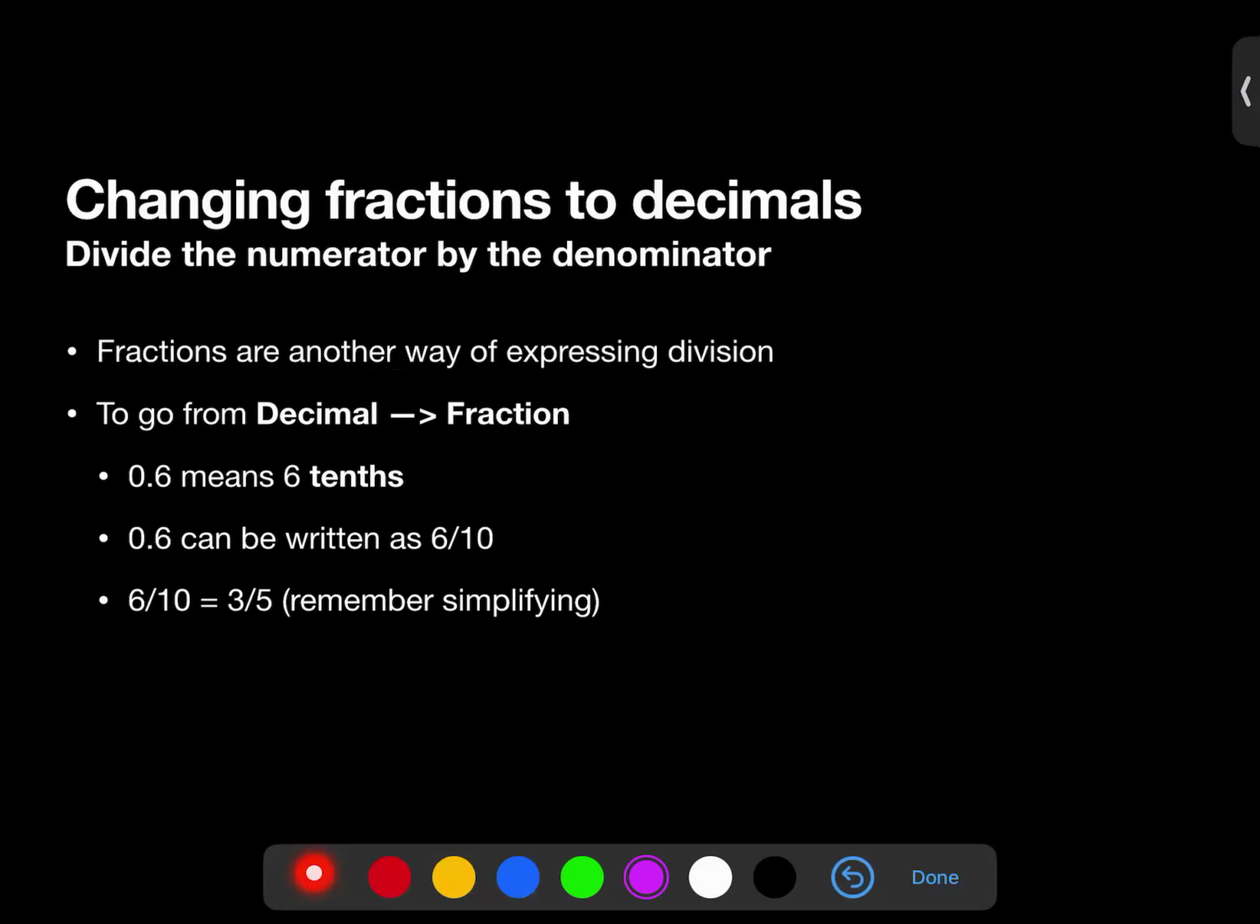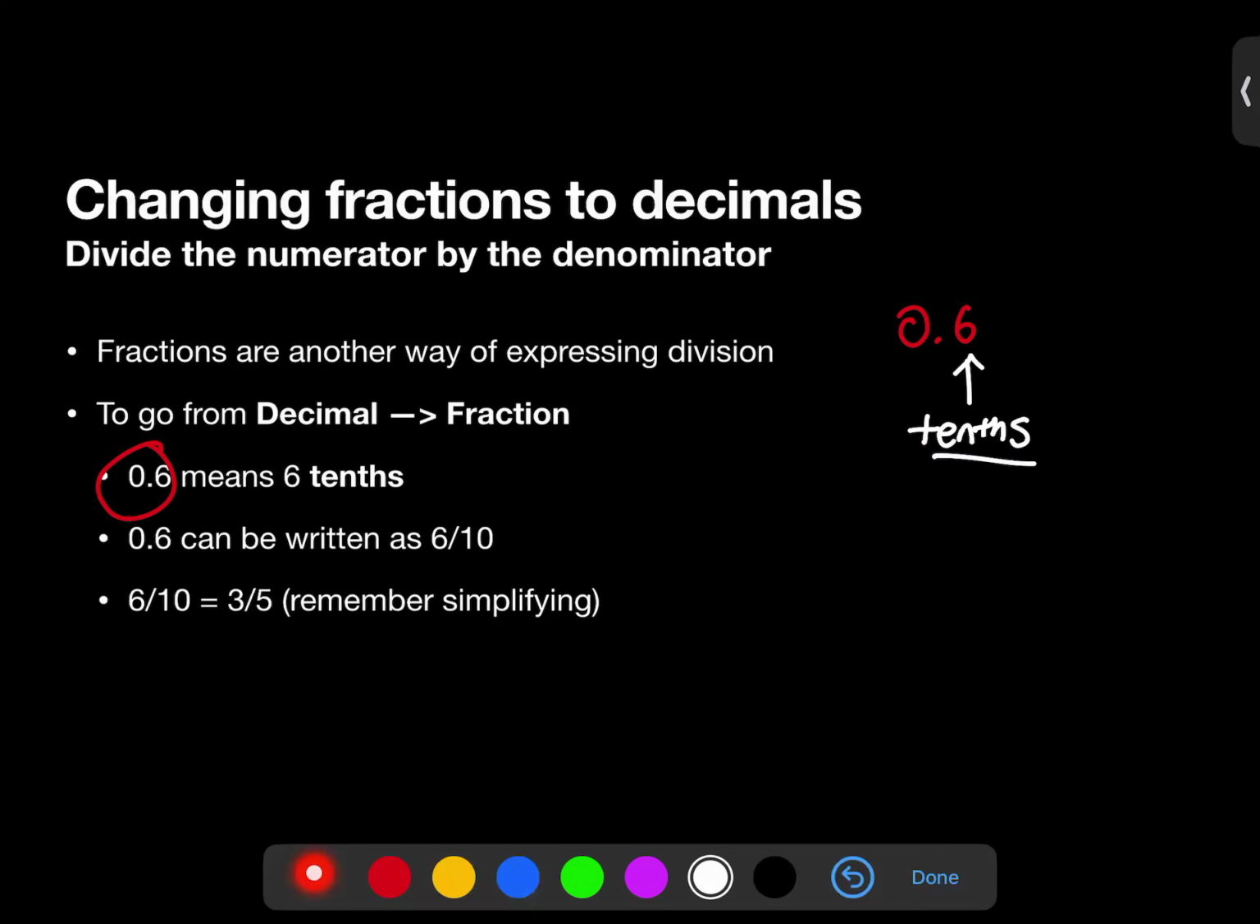So let's take this first example here. We have 0.6. Remember, what do we call the first number after the decimal? So what is a name that we give to this value? Tenths, right? I heard someone say it. So it's called the tenth place, right?